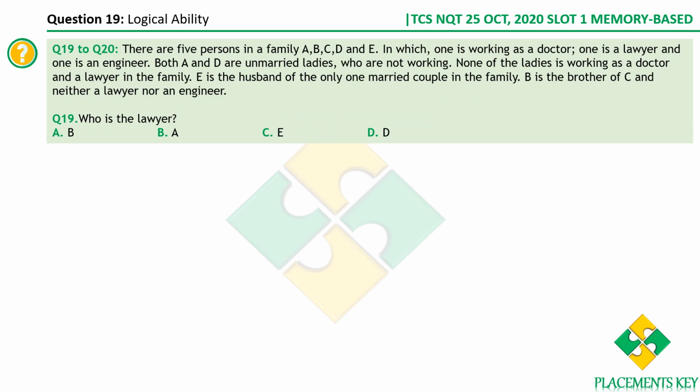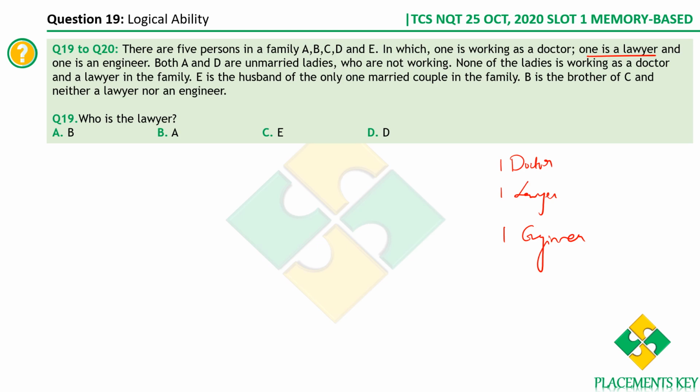Okay. There are 5 members in a family, A, B, C, D and E, in which one is working as a doctor. There is one lawyer in the family, and one is an engineer. So we have one engineer here. Out of 5, there are only 3 people who are working, right? Now what else do we have?